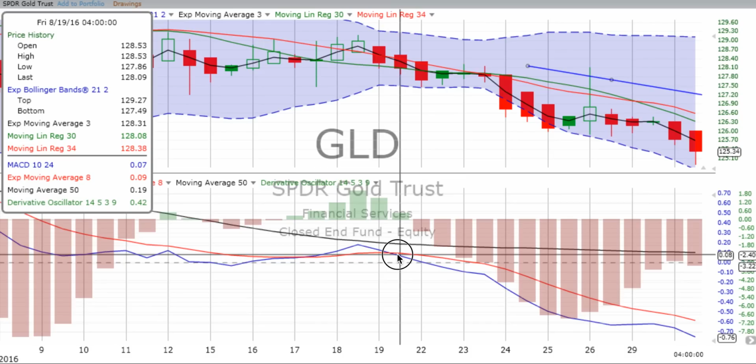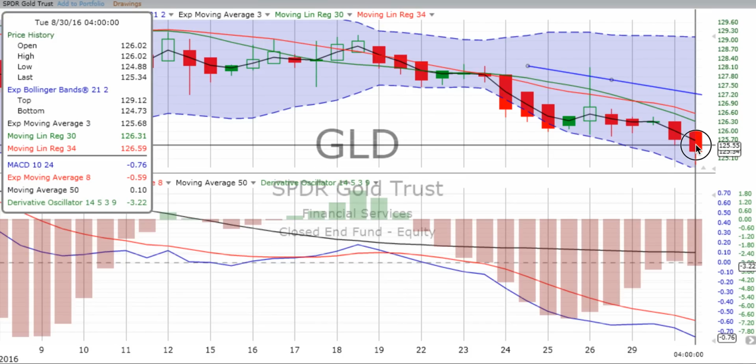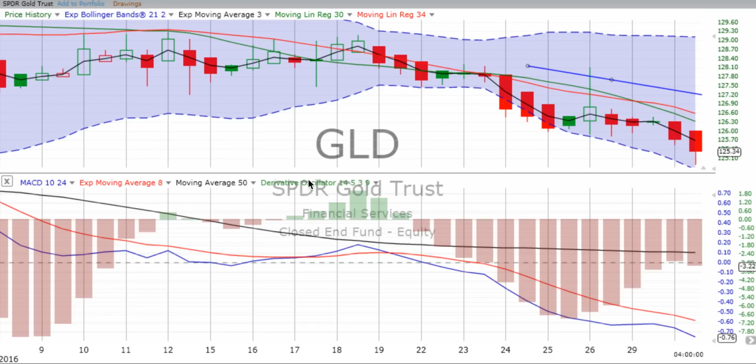Those of you who jumped in, the low was 127.86. Where was the market when it closed at the end of the day on Tuesday the 30th? Well, the last was 125.34. Now, again, if you were in an inverse gold fund, not bad at all. So, again, follow us every day. Learn how this works. Practice with us.